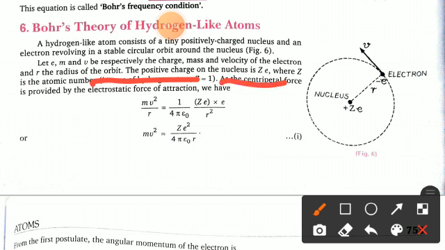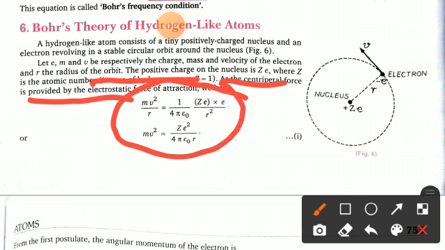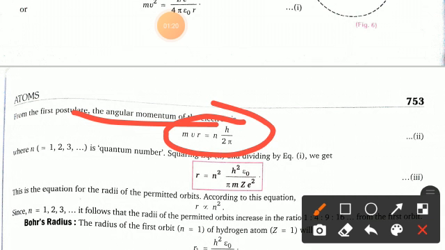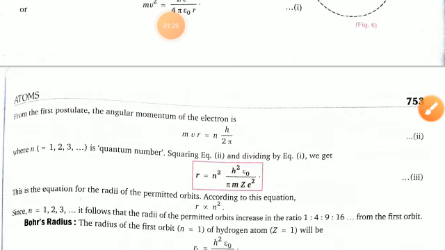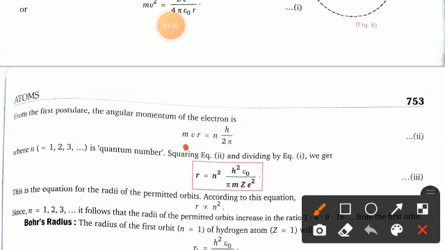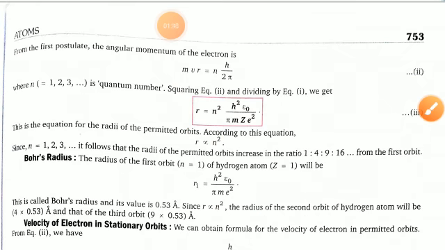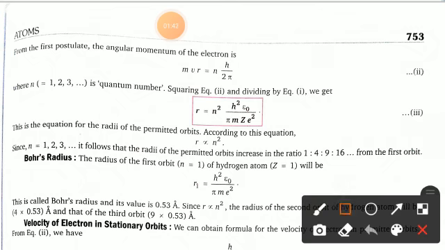As the centripetal force is provided by the electrostatic force of attraction, the necessary centripetal force is given by the electrostatic force. So you can write this equation: mv square by r is equal to Ze square by 4 pi epsilon naught r square. From Bohr's postulate, the angular momentum comes out to be mvr equals nh upon 2 pi, and in place of n you can write 1, 2, 3, where n is the quantum number. Squaring the second and dividing by equation first, you will get the radius r equals how much? r is equal to n square h square epsilon naught upon pi m Z e square. This is the equation for the radii of permitted orbits. According to this equation, r is totally dependent on n square.